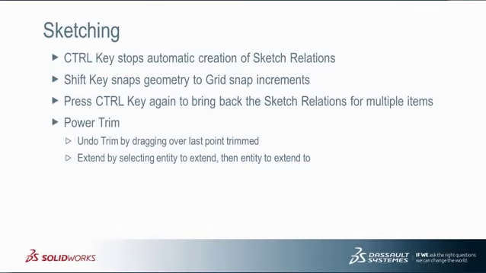So let's pause a moment and review what we saw in regards to sketching. First, 2 hotkeys to use while sketching geometry. Control temporarily stops SOLIDWORKS from adding sketch relations, and Shift snaps the size of geometry to our grid snap increments. Then, we saw we can add multiple sketch relationships using the pop-up by simply repressing the Control key. And finally, we looked at Power Trim and its ability to undo trim and extend.